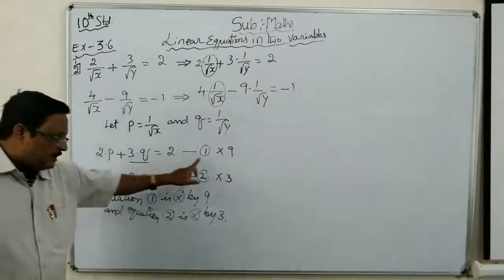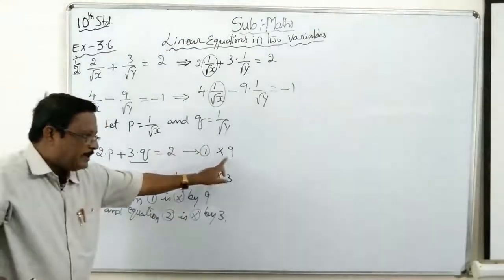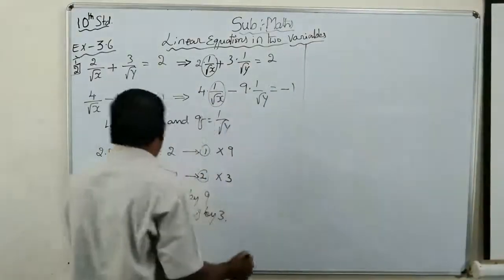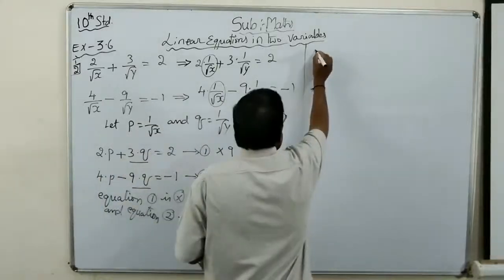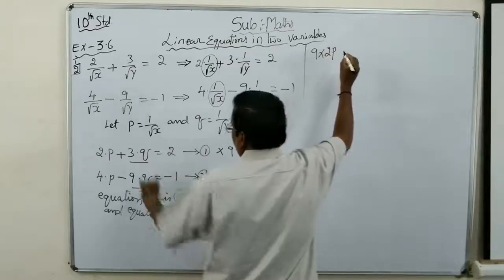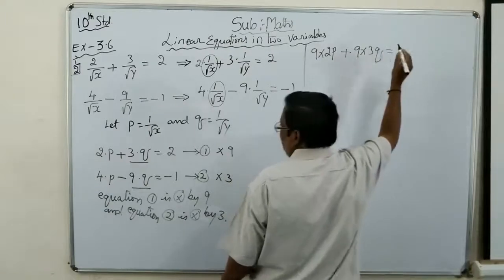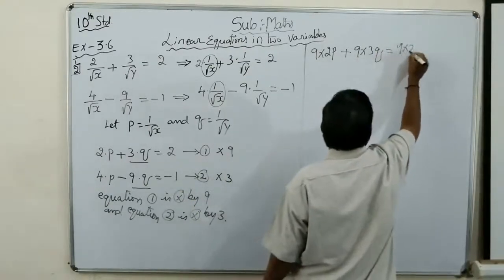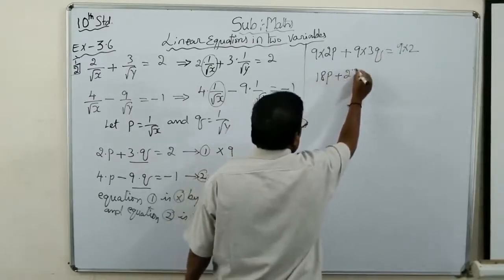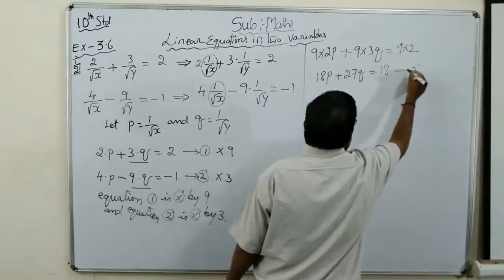This is equation number 1. Equation 1 is multiplied by 9. It means 9 is multiplied with each and every term. See here: 9 into 2p plus 9 into 3q is equal to 9 into 2. Here 9 twos are 18p, 9 threes are 27q is equal to 18. This is equation number 3.